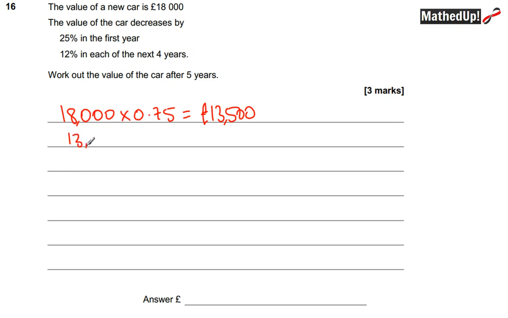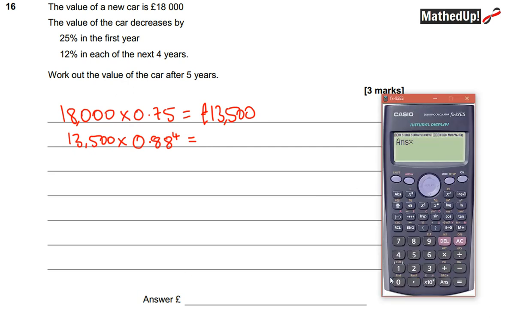Okay, and then it decreases by 12% in each of the next 4 years. So we've now got 13,500, and we want to times that by, well, a decrease of 12% would go from 100% to 88%. So that's going to be 0.88, and then that's for the next 4 years, so I need to times it by 0.88 4 times, but I can write that as 0.88 to the power of 4. Then using my calculator again, that gives me £8,095.89.